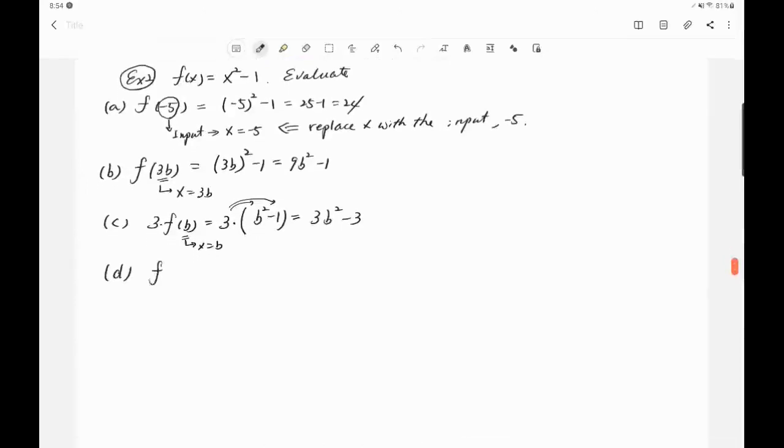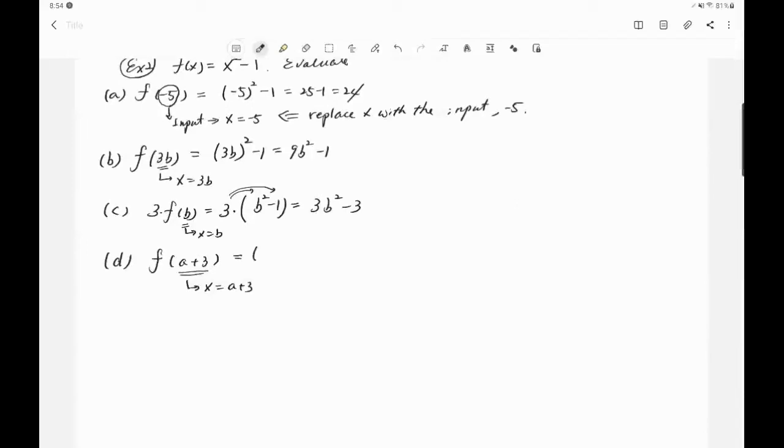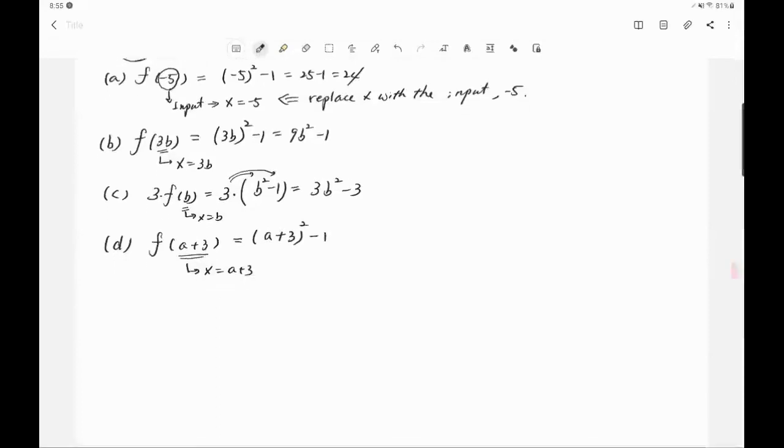f of a plus 3. Okay, then a plus 3 is the input. So x will be replaced by what? A plus 3. So x squared, we're going to put a parenthesis and a plus 3. So this expression, this is the input. So this will be squared minus 1. Then we can do this one.